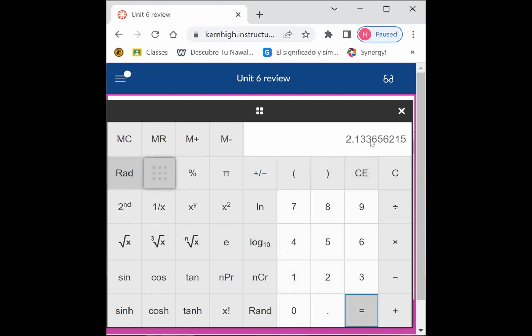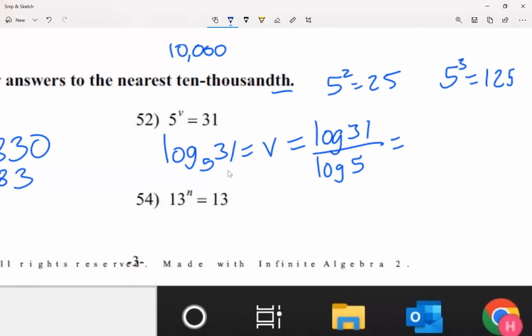2.13365. All right, my fourth number is a 6, but the number that follows, it's big enough. Remember, big enough is 5 or more. So it is big enough. So I'm going to round this to 2.1337. Okay, don't forget to round it to 4 decimal places. So my answer in this case will be 2.1337.